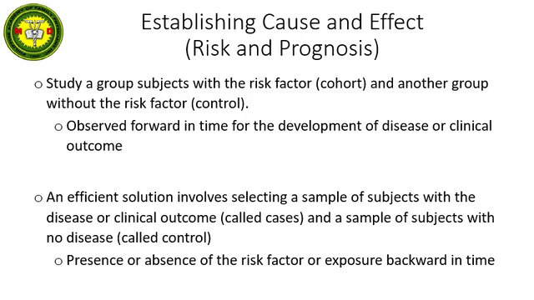So an efficient solution for this is the case control study. In such a study, you select a sample of subjects who already have the clinical outcome, already called cases. Then you also get a sample of subjects who do not have the outcome, called the control, and observe them backward in time. Look at whether they were exposed to the risk factor prior to the development of the outcome or the disease. So this is called the case control study design.